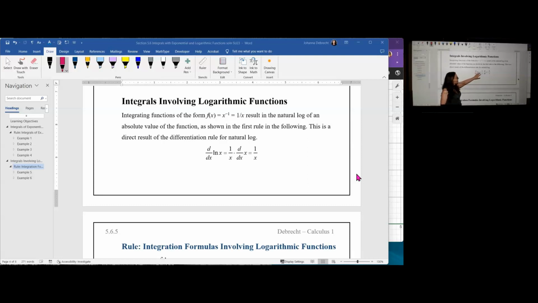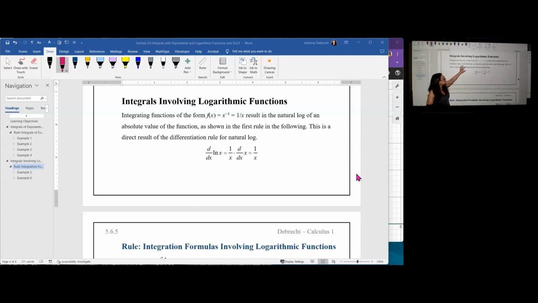Derivative of the natural log of x is 1 over x times the derivative of the argument to natural log. The derivative of x is just 1, so we get 1 over x. But in general, the form is the derivative of natural log of u is 1 over u du dx. This u form gives us some information about how to reverse the process.